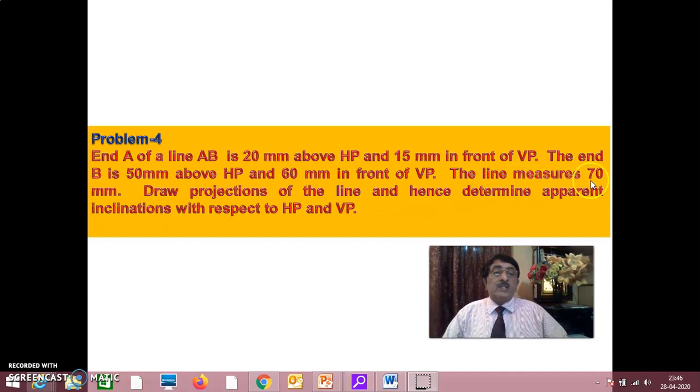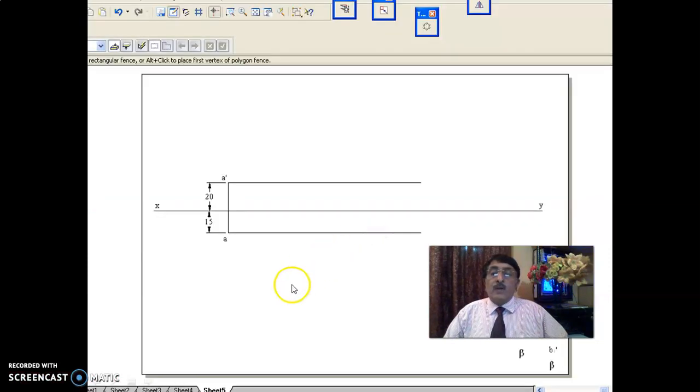The line measures 70 mm means you should take the true length of the line. Line measures 70 mm means it's always the true length. Draw projections of the line and determine apparent inclinations and all that. True inclinations, apparent inclinations, whatever it is, you can find out. Now you see here. One end A dash A 20 mm, 15 mm, take it.